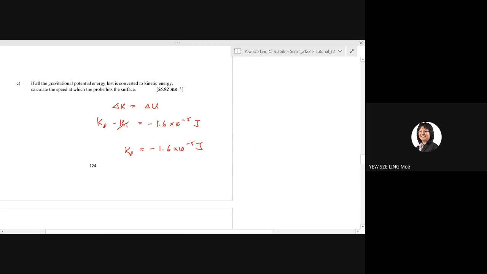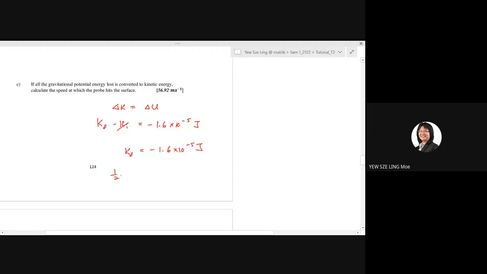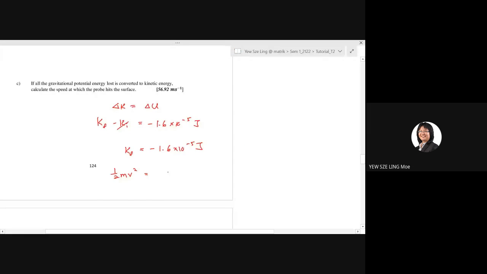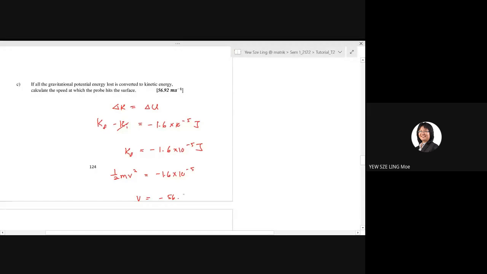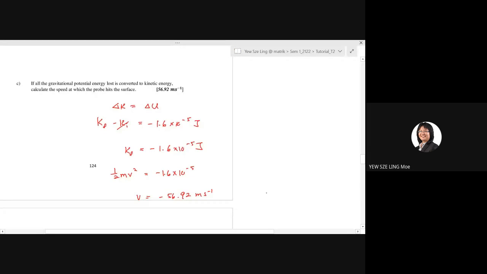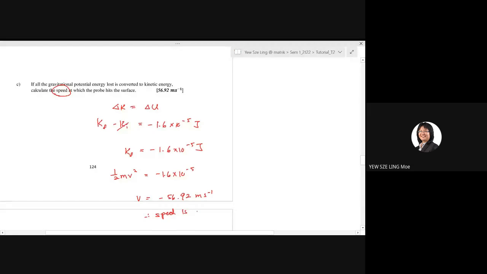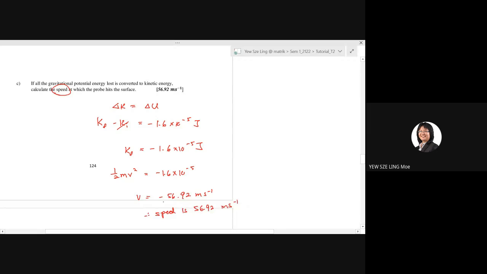From here, you can then calculate speed. One over two m v squared equals negative 1.6 times 10 to the power of negative 5. You then rearrange the equation, and eventually you will obtain v equals negative 56.92 m s negative 1. You want the magnitude, therefore the speed is 56.92 m s negative 1.